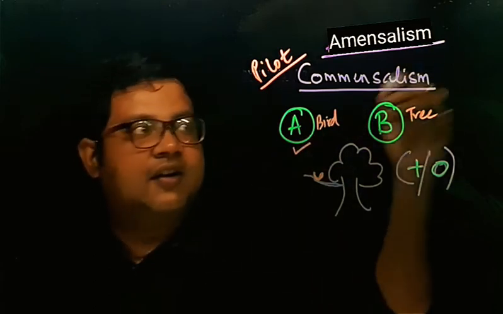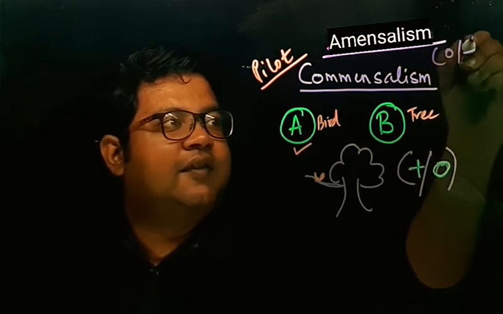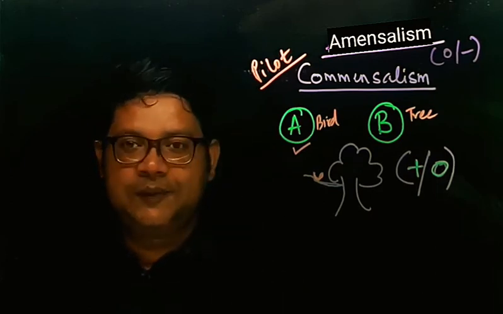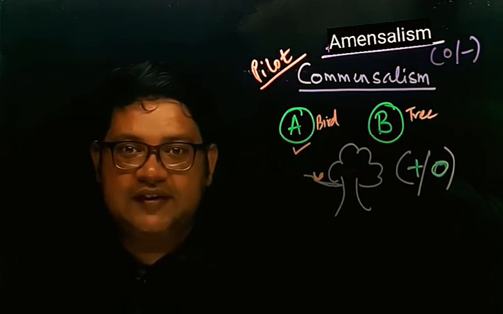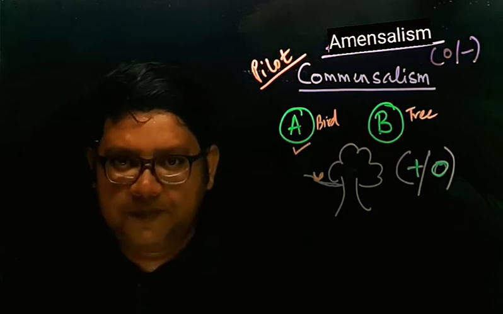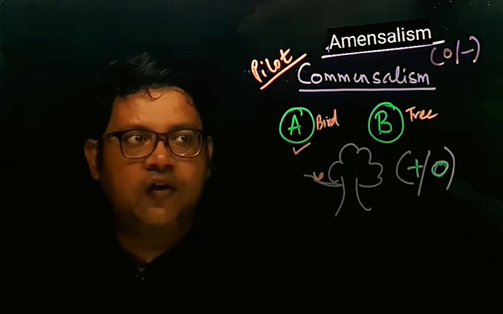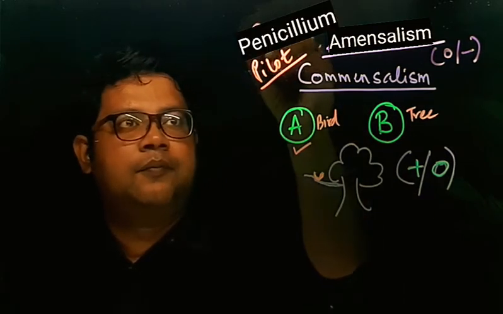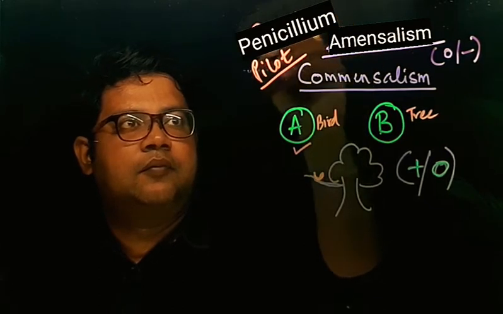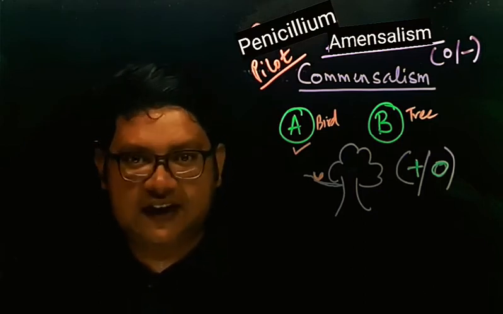So first let me write the symbol for it. One of the species is neutral and the other species is getting harmed. Now we have to understand this very carefully. One of the species is neutral, it does not bother it, the other species is getting harmed. So one example I will give to you. I think you have heard of Penicillium. Penicillium is a fungus from where you get penicillin.